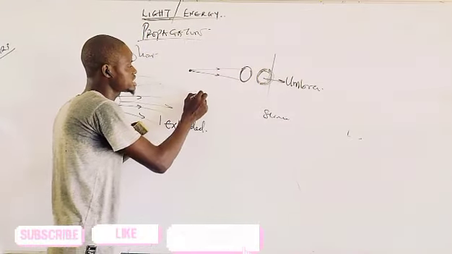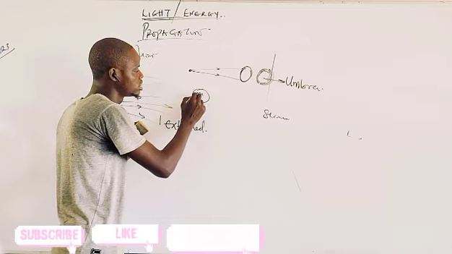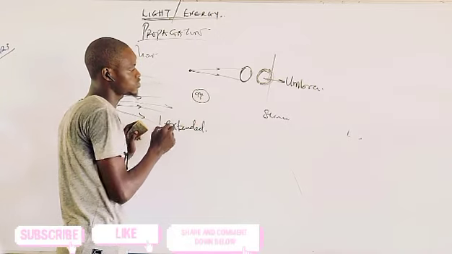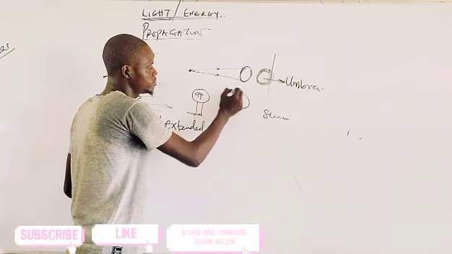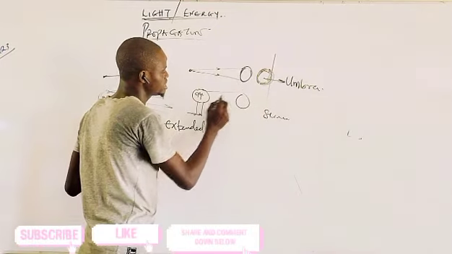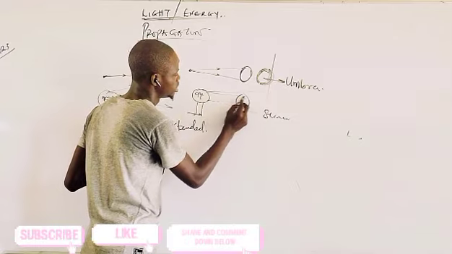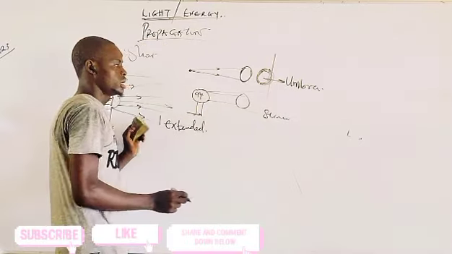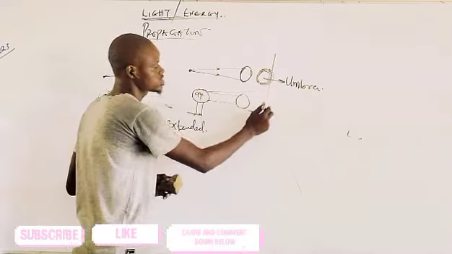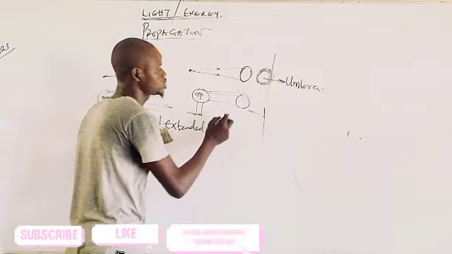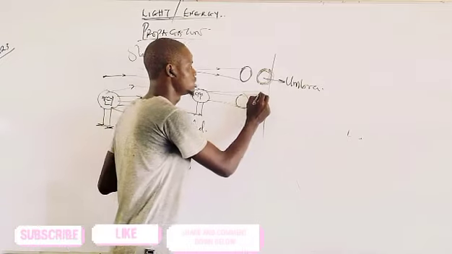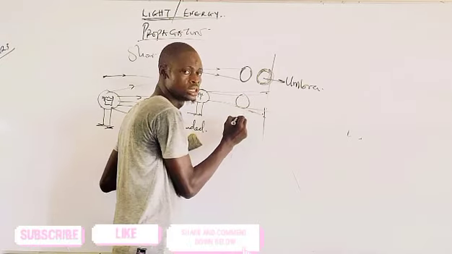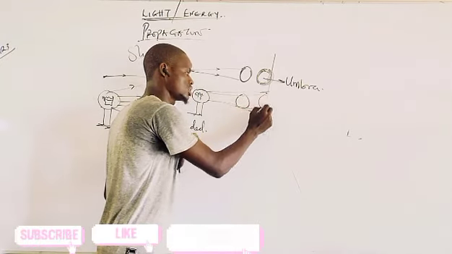But if I have an extended source of light energy like this, like your bulb at home, and I have an object here, it gives light in different directions, like this. In this case, an extended source of light energy is going to produce two regions. The first region is this region and this region. The other region is this region that is here.